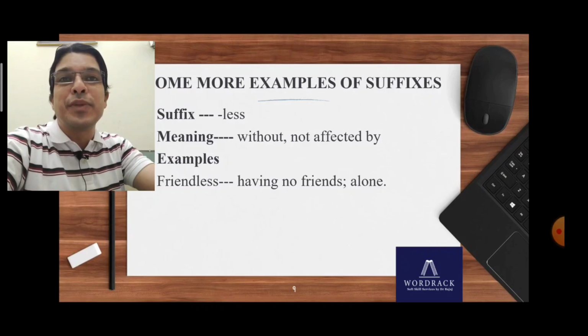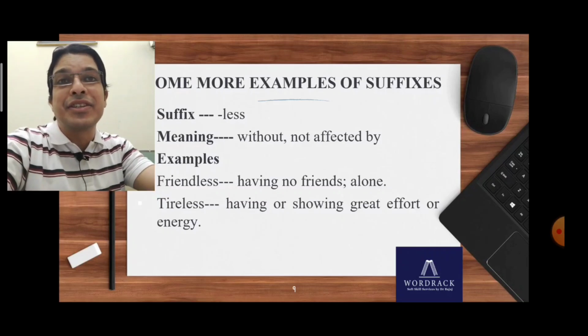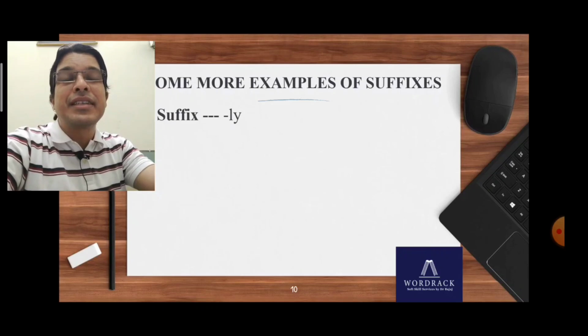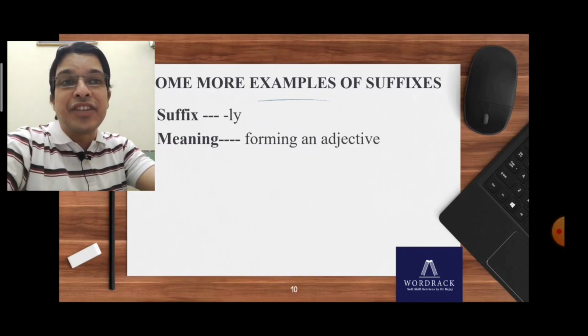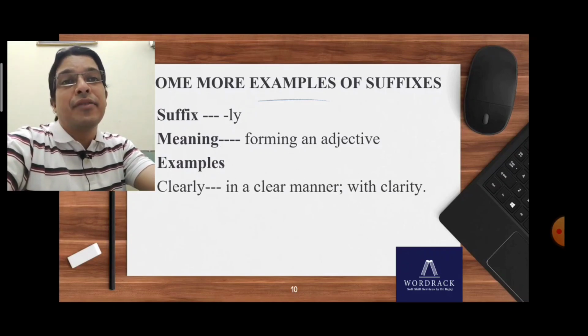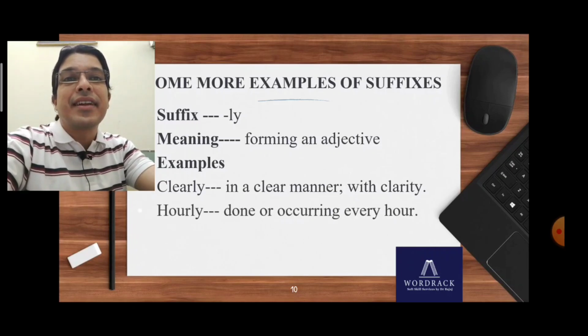Friendless, LESS has been added to friend, which means having no friends or alone. Tireless, having or showing great effort or energy. So here LESS has been added to tire, so word becomes tireless. Next example, suffix LY. Now this suffix is used to form an adjective again. Examples, clearly, which means in a clear manner or with clarity. Next up, hourly, done or occurring every hour.